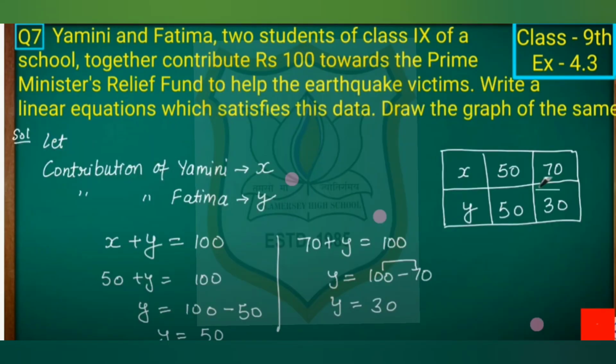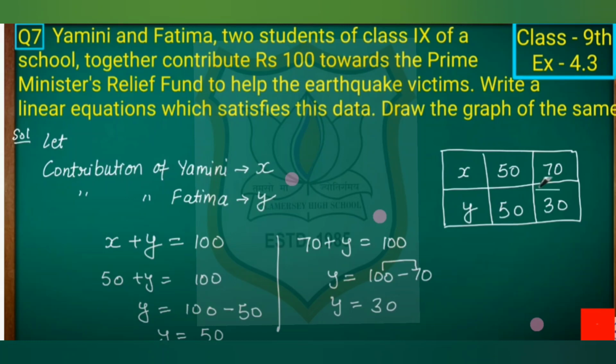Next question. Yamini and Fatima, two students of class 9th of a school, together contribute 100 rupees for the Prime Minister Relief Fund to help the earthquake victims. Write a linear equation which satisfies this data and draw the graph. Let Yamini contribute x and Fatima contribute y. So they both contribute, x plus y equals 100.